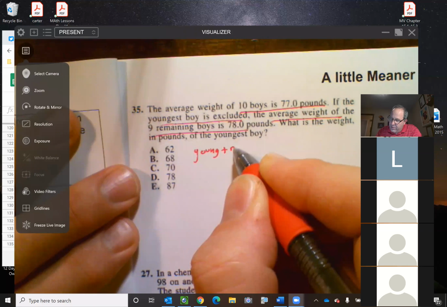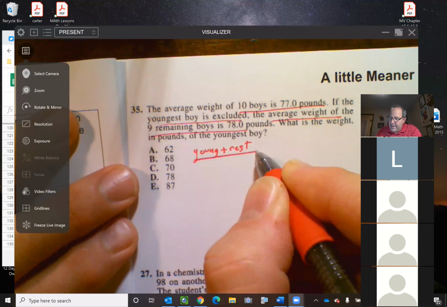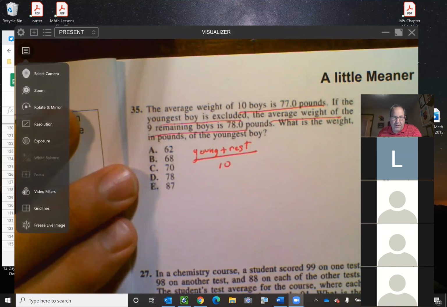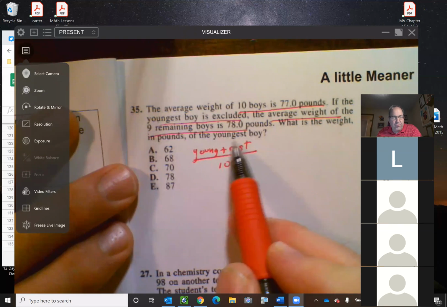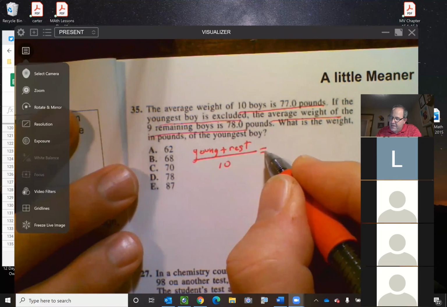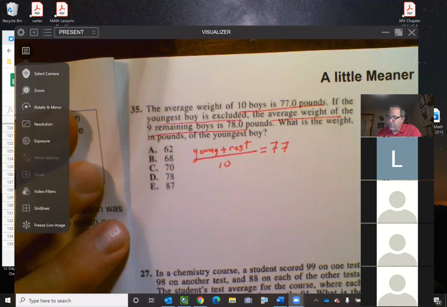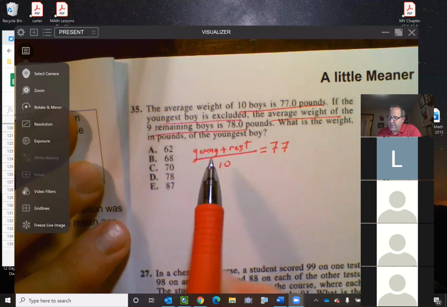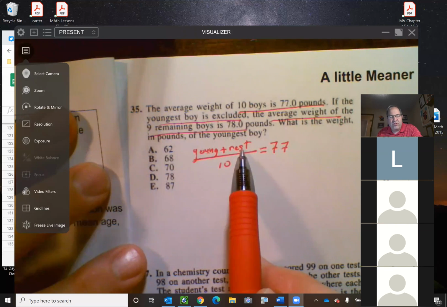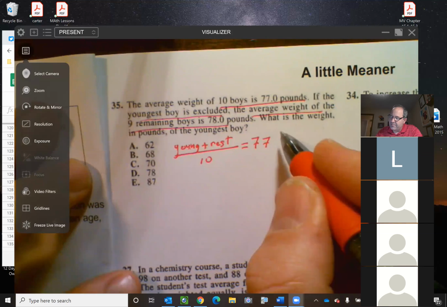plus the rest of the boys, right? And I divided by 10 because that's how many people we have. This is the mean, right? The youngest boy plus all the other boys. We know that the mean of that has to be 77 because we're told that's what it is. We're trying to figure out what the young person has to be. Well, if I knew how much the rest of the boys weighed, I think we could do this.